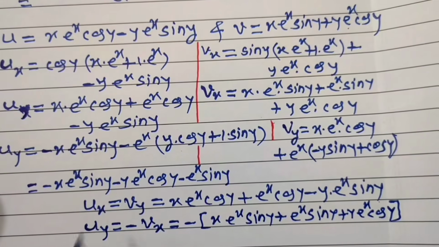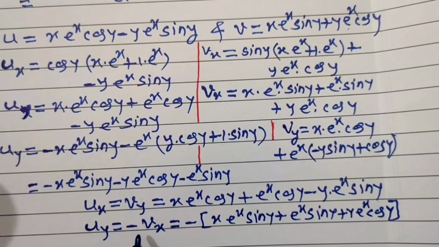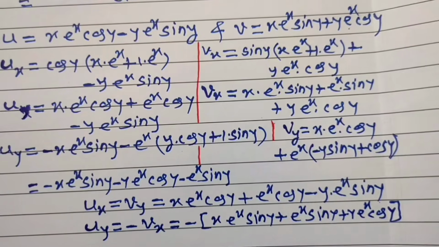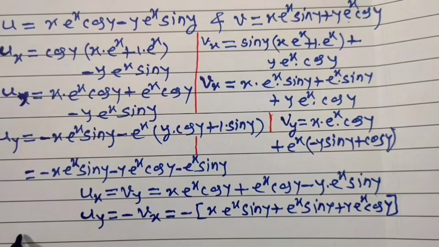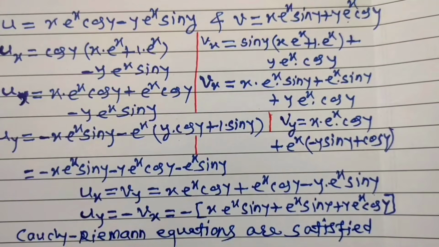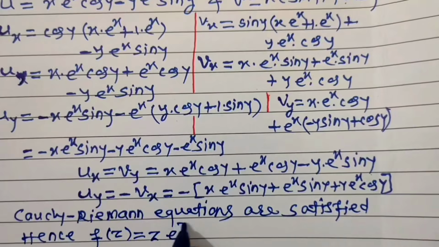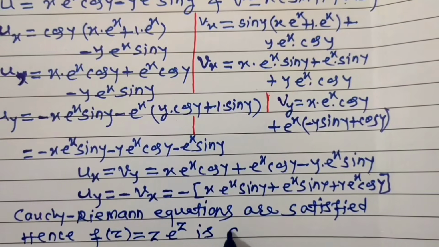So from this equation and this equation, it is clear that Cauchy-Riemann equations are satisfied. Hence we can say given function is analytic, and result we can write like this: Cauchy-Riemann equations are satisfied. Hence f of z is equal to z into e to the power z is analytic function.